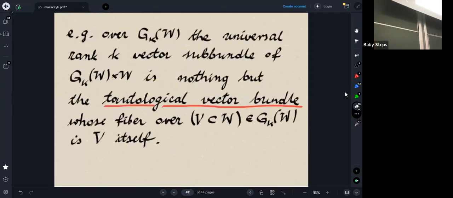For instance, over the Grassmannian, the universal rank K vector subbundle of the Grassmannian cross W is nothing but the so-called tautological vector bundle, which can be very easily described as a bundle whose fiber over a given subspace V of this ambient space W is V itself. Okay? So this motivates the name tautological.